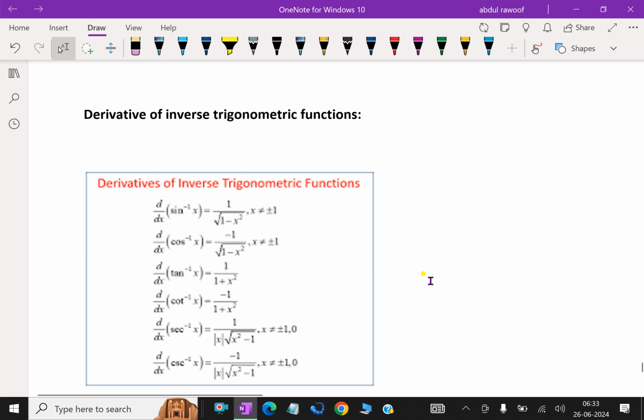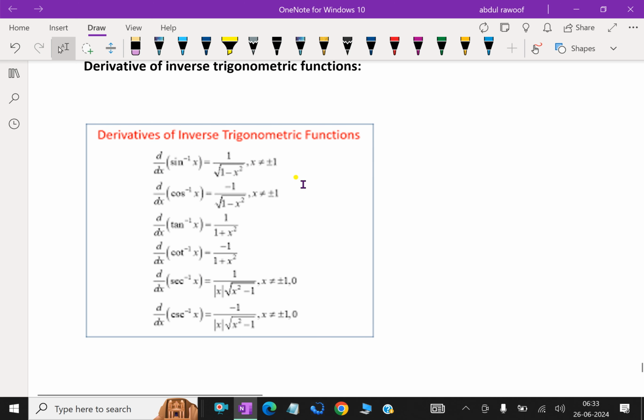The differentiation of sin inverse x is 1 over the square root of 1 minus x square. Here x should not be equal to plus or minus 1. If x equals plus or minus 1 it won't be differentiable, because 1 minus 1 is 0 and 1 over 0 is infinity. Then the derivative of cos inverse x is minus 1 over the square root of 1 minus x square.